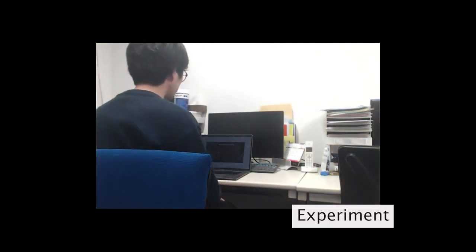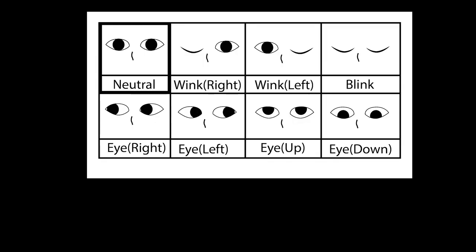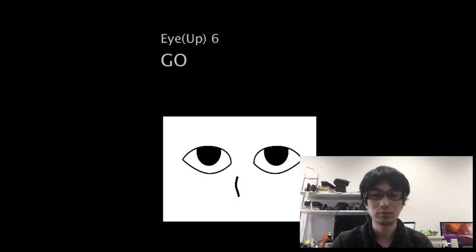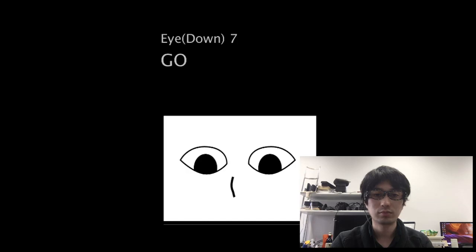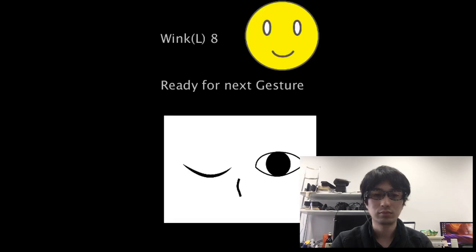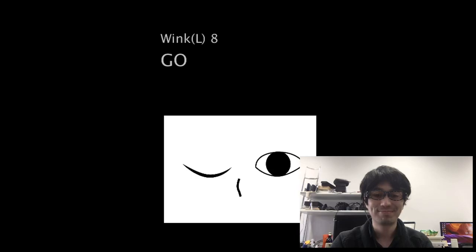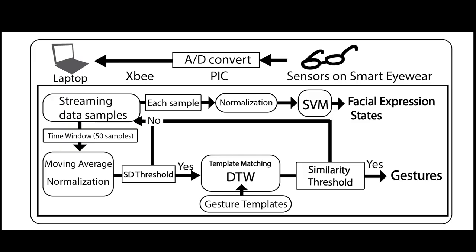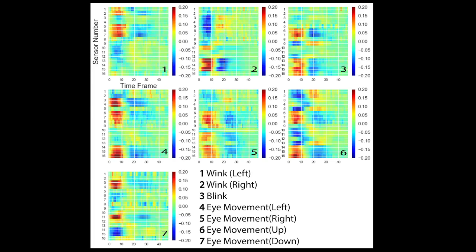To confirm the potential, we evaluated three eye-based interactions using the device. For the gesture set, we chose simple gestures and also dynamic gestures to avoid unconscious input. We collected 210 data samples using this software from each of 9 participants: 7 kinds of gestures, 10 times each, in 3 different facial expression states. We used dynamic time warping as a distance metric and picked the closest gesture from each gesture's template. The template was made by just averaging the data on the training set.